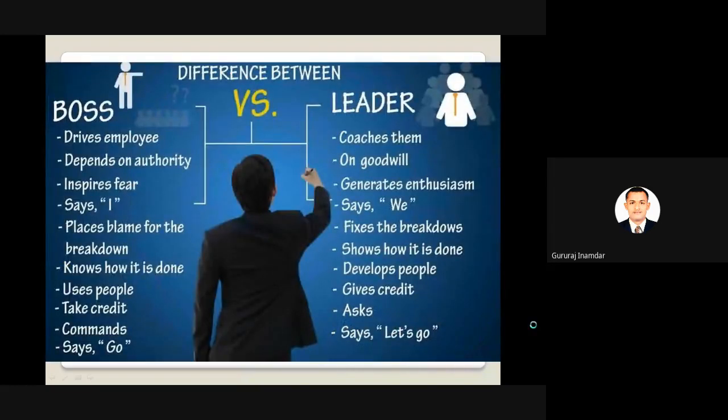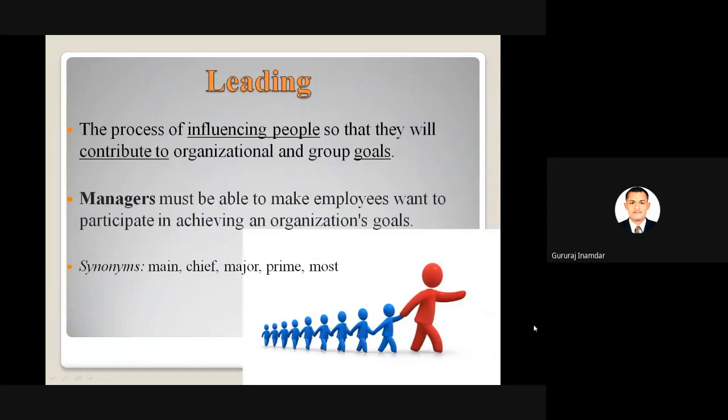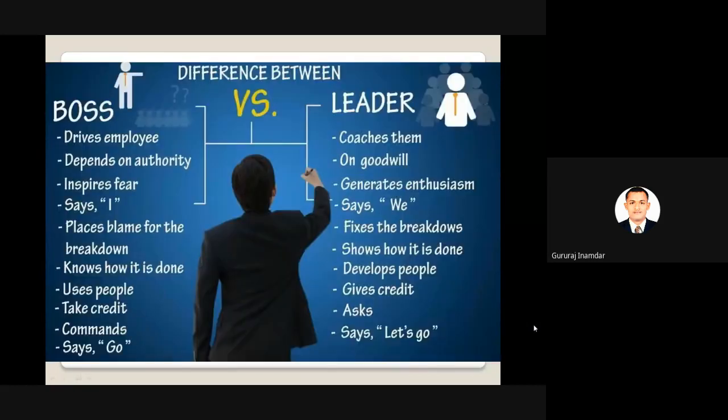Now after leading, we will see who is a boss and who is a leader. Already we know what leading is and what the quality of a leader is, and that we will also discuss. But before starting the leading study, we will first compare what a boss is and what a leader is.